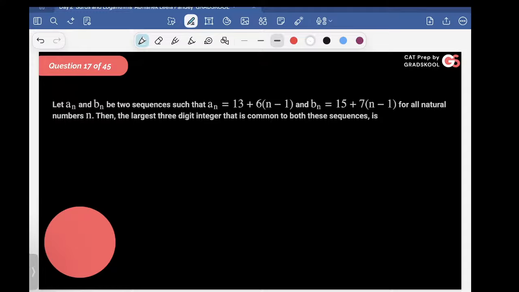A and B, two sequences, is given to us. Largest three-digit integer that is common to both these sequences. I think we have done a similar kind of question, right? ये करना है, इसको तुम लोग खुद से कर लोगे.